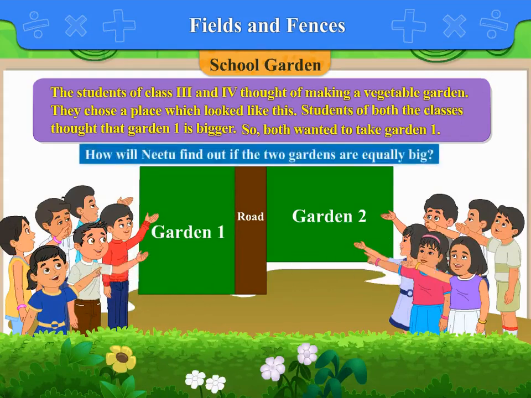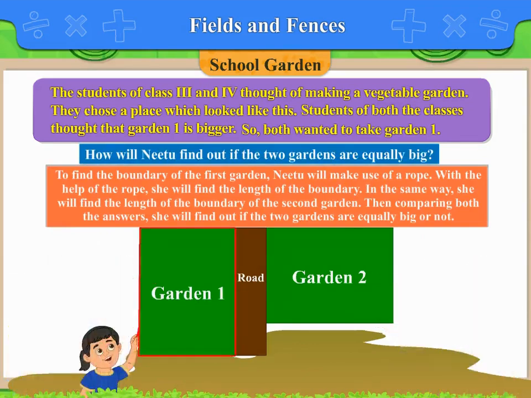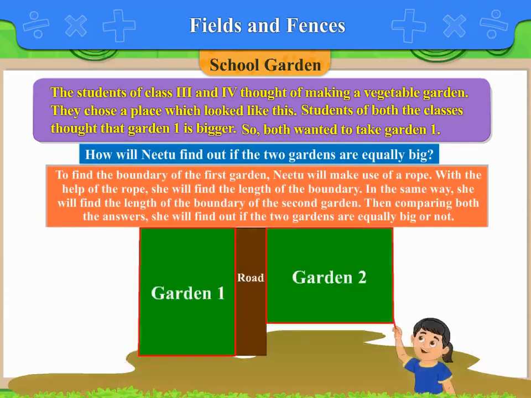How will Neetu find out if the two gardens are equally big? To find the boundary of the first garden, Neetu will make use of a rope. With the help of the rope, she will find the length of the boundary. In the same way, she will find the length of the boundary of the second garden. Then comparing both the answers, she will find out if the two gardens are equally big or not.